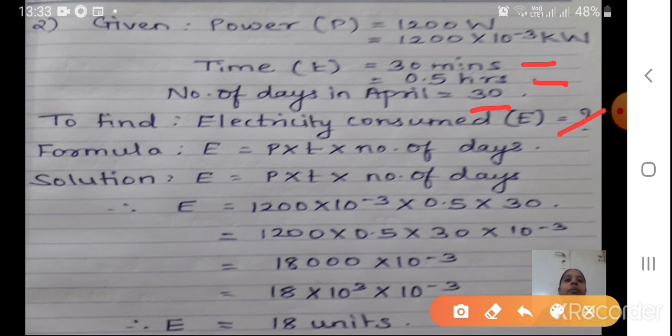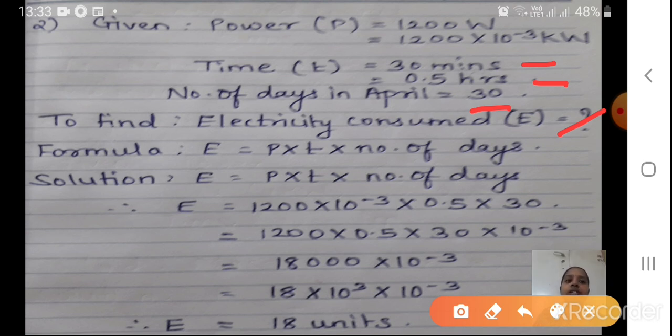Now you are going to remember the formula. Here the formula is changing. Electricity, that is E, is equal to power into time into number of days. Okay, this is our formula. Now you know how much our power is? 1200 into 10 raised to minus 3. I have substituted all values, multiplied by 0.5 into 30. Time we have to take in hours here.